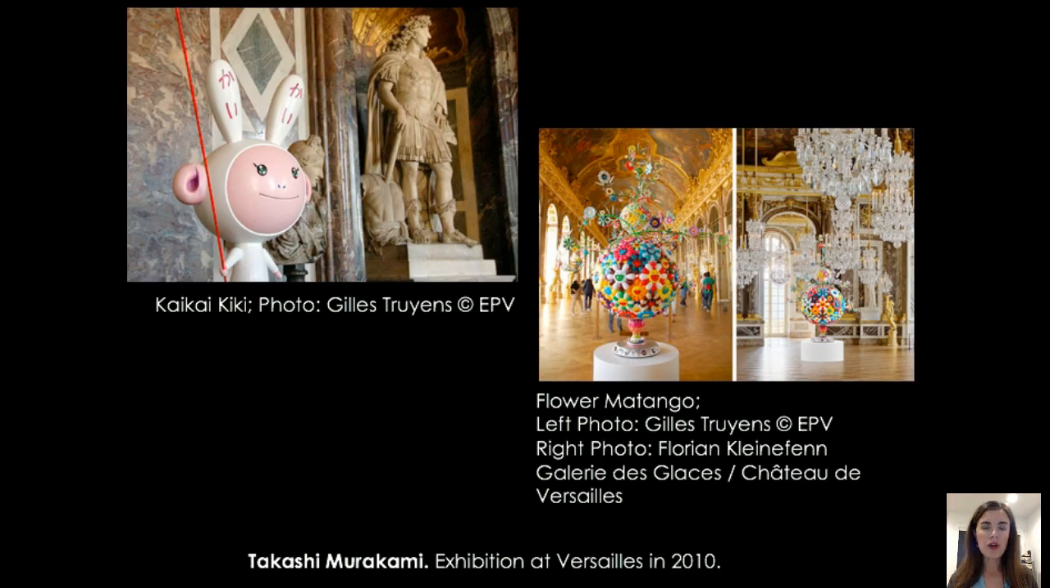Another example of how Murakami has become such a famous global artist is an exhibition at Versailles, the very famous palace of Louis XIV. This exhibition happened in 2010. You can see how in the Hall of Mirrors, some of his sculptures were incorporated into the overall visual presentation. So in this very classical and also dynamic Baroque setting, using a lot of gilding and mirrors, you have these colorful Murakami figures and characters that would appear throughout the hallway.